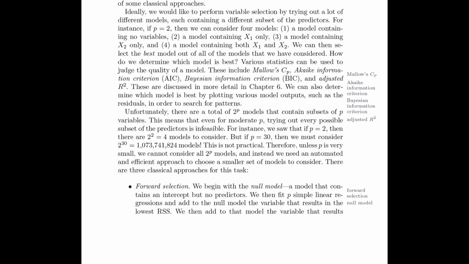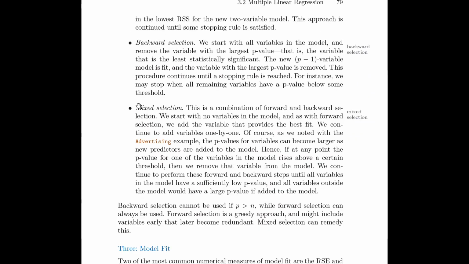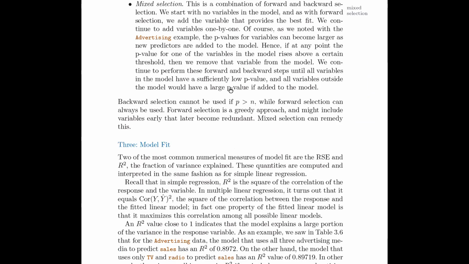There seem to be 3 classical approaches, and I'm expecting that we're going to build on these in chapter 6: forward selection, backward selection, and what might be a mix, a combination of forward and backward.